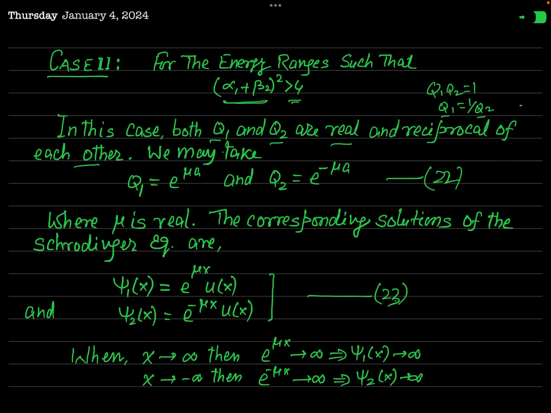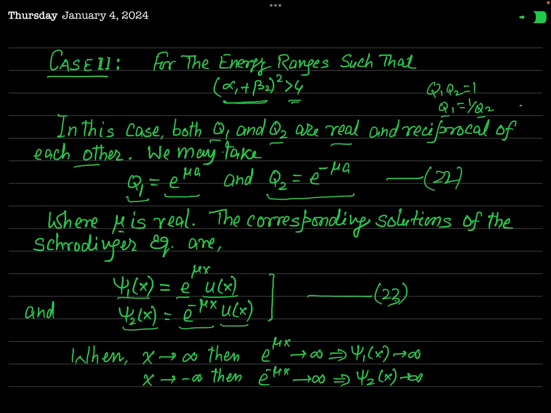So you now have to choose the values of Q1 and Q2 as real values and reciprocal of one another. So you can take Q1 equal to e to the power mu a, where mu is a real constant with the dimension of inverse of a. Then since Q2 is the reciprocal of Q1, Q2 will be equal to e to the power minus mu a. Here mu is real, as I told you earlier. And so in this condition the solution of the Schrodinger equation will be written like this: psi 1 of x equal to e to the power mu x times u of x, and psi 2 of x equal to e to the power minus mu x times u of x.